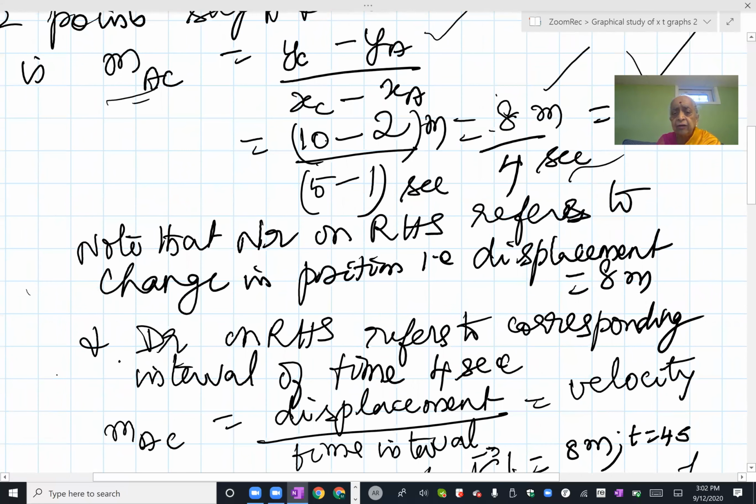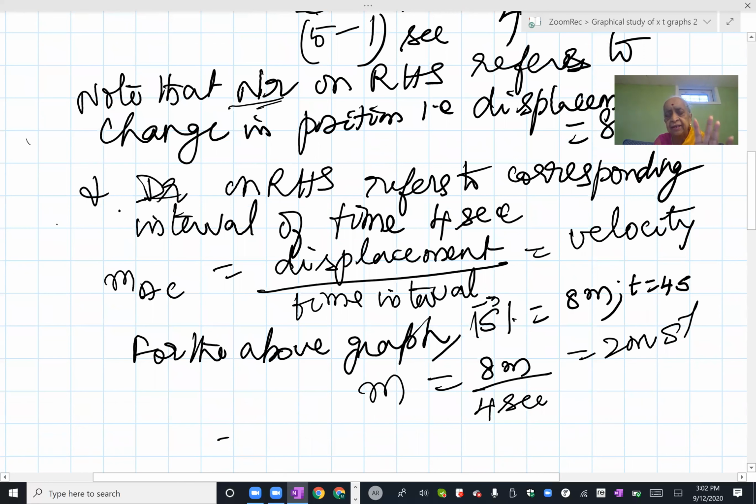Note that the numerator on the RHS refers to change in position, that is displacement. The denominator on the RHS refers to the corresponding interval of time during which this displacement occurred. Naturally, displacement by time is what else other than velocity. So if you understand it like this, there won't be any confusion.